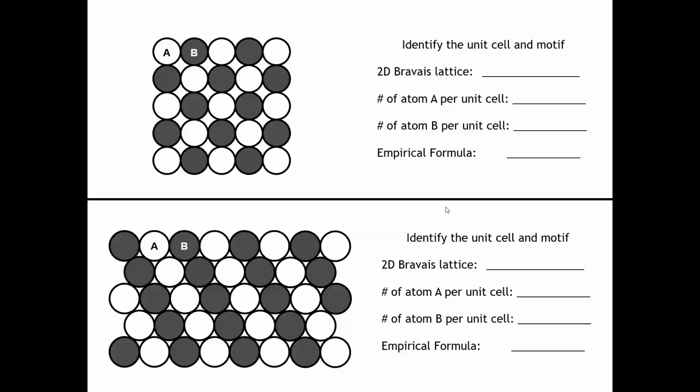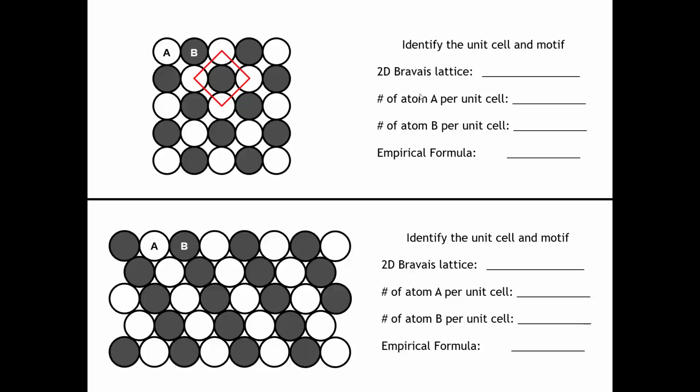Okay, welcome back. Let's go through the answers now. In the upper half of this slide, the unit cell looks something like this. It's a square with the white atoms at the corner of the square, and then the dark atom or the dark circle at the center of the square. So we see this is a square Bravais lattice.